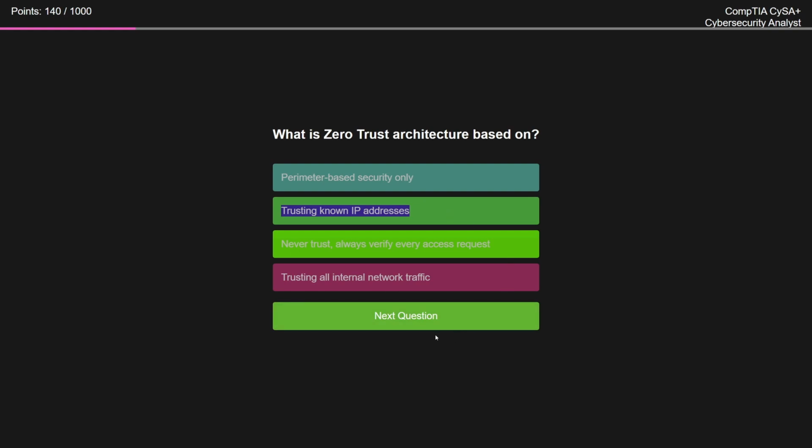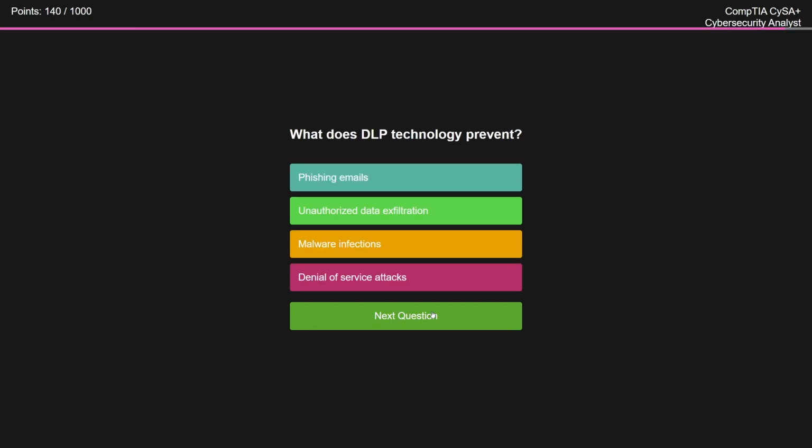So let's go to the next question. What does DLP technology prevent? What does DLP stand for? It's data loss prevention. So we have phishing emails, unauthorized data exfiltration, malware infections, or denial of service attacks.